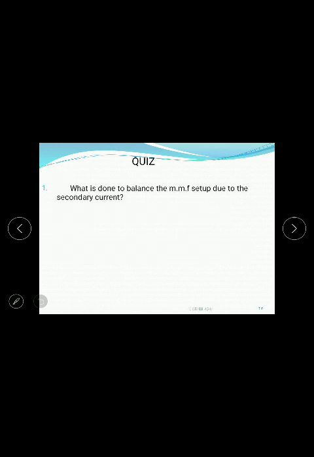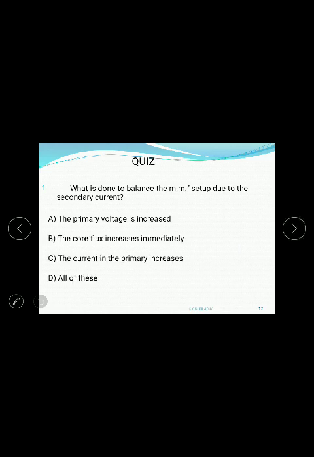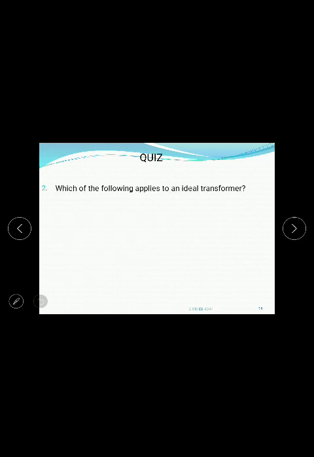So quiz. What is done to balance the MMF set up due to the secondary current? So here, the primary voltage is increased, the core flux increases immediately, and the current in the primary increases. These are all correct.